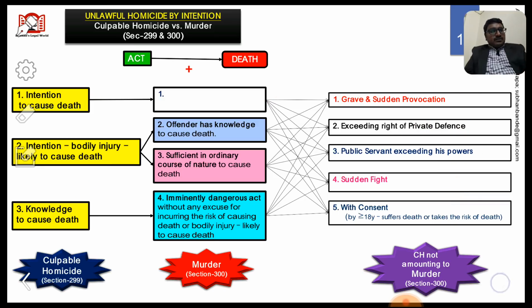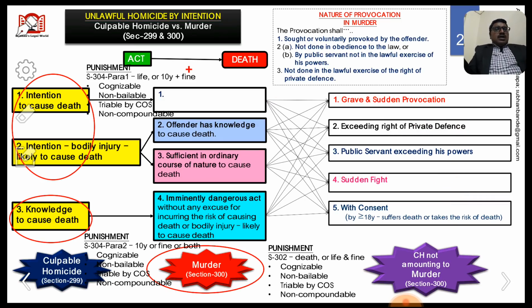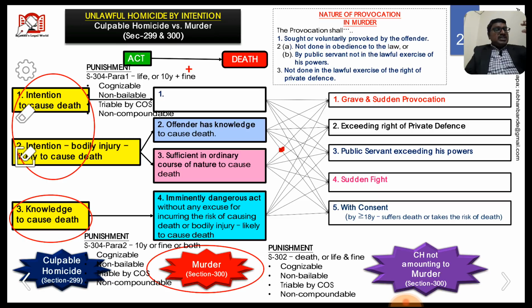Here, the punishments for various offences are specified in different sections of the Indian Penal Code. The punishment for simple culpable homicide is not very expressly stated in the Indian Penal Code, but the punishment for culpable homicide not amounting to murder may be presumed as the punishment for culpable homicide.